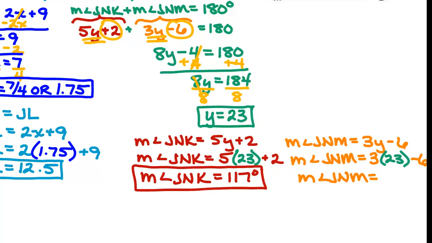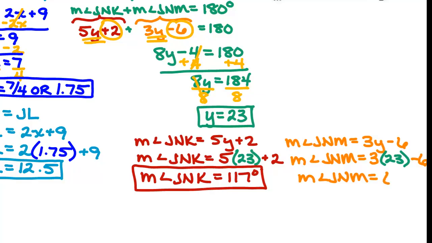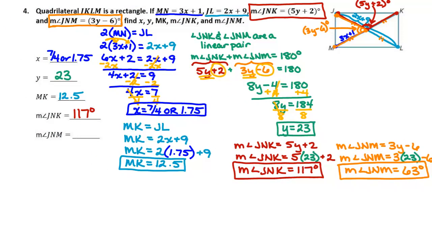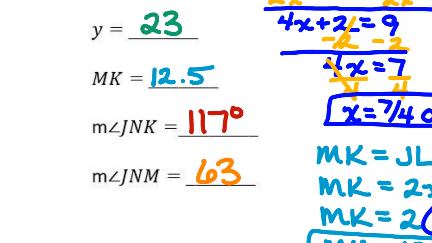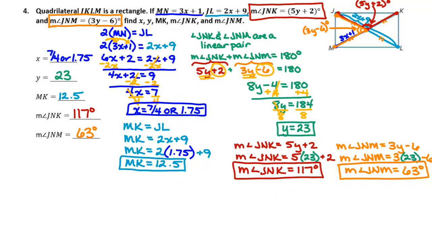What is 3 times 23 minus 6? 63. We're going to put degrees with that as well. And what should be true about JNK and JNM? They add up to 180. So when I get to the very end, I can double check that these two numbers add up to 180 to make sure that I did this part right. Do 117 and 63 add to 180? Yes. Wonderful. All right. What questions do we have before we go on and look at number 5?